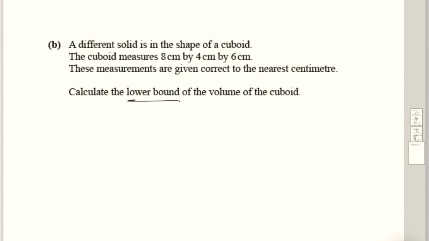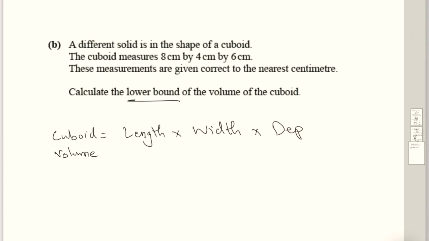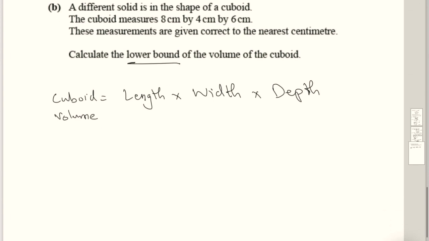So first, how to find the volume of a cuboid? We use this formula. Cuboid volume is equal to length times the width times the depth. Okay, now what these values are, if 8 centimeter is the length, for example, the lower bound of this value would be 7.5, because that's the lowest possible value in order to be converted to 8. The lower bound of 4 would be 3.5 and the lower bound of 6 would be 5.5.